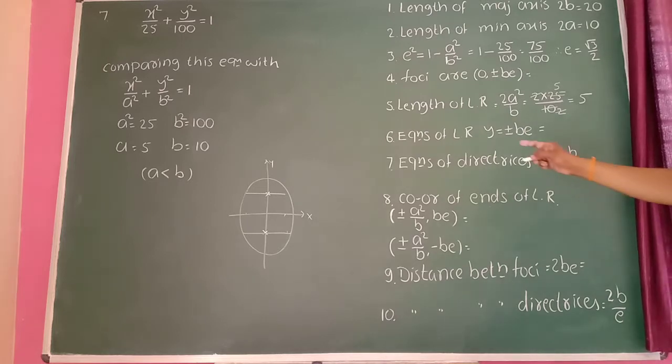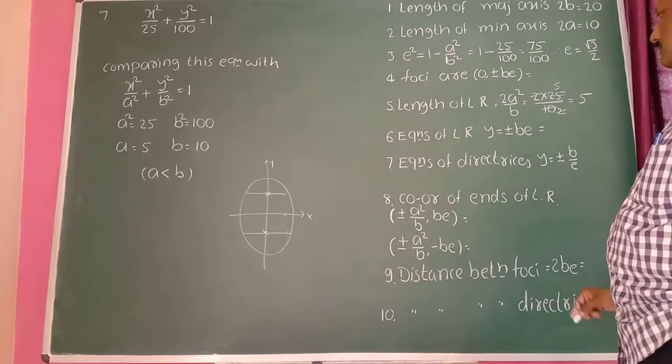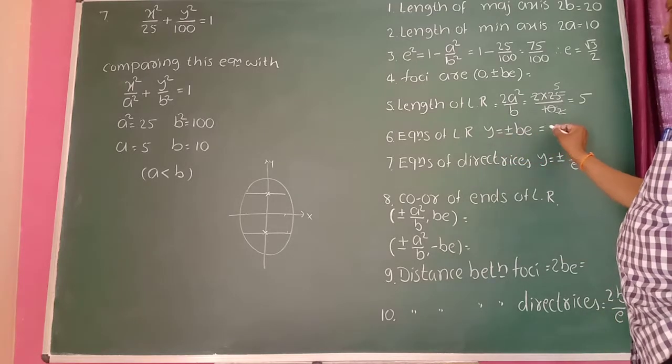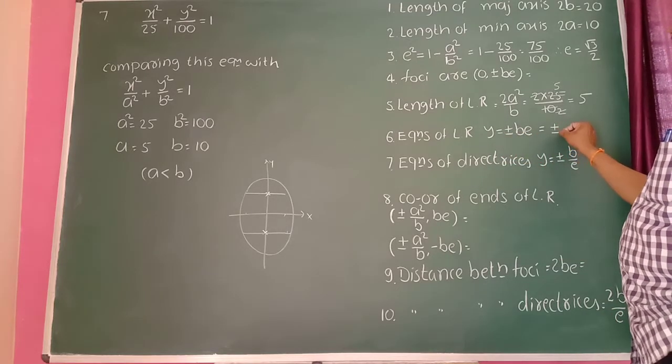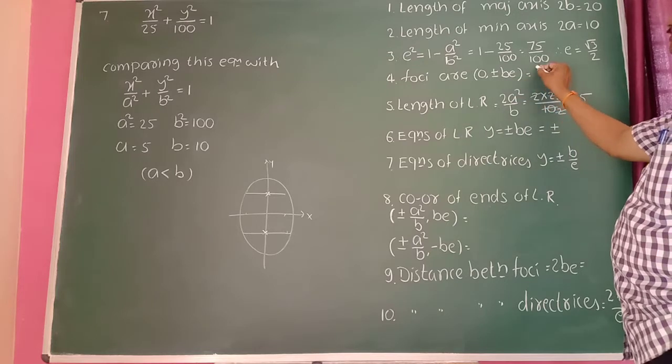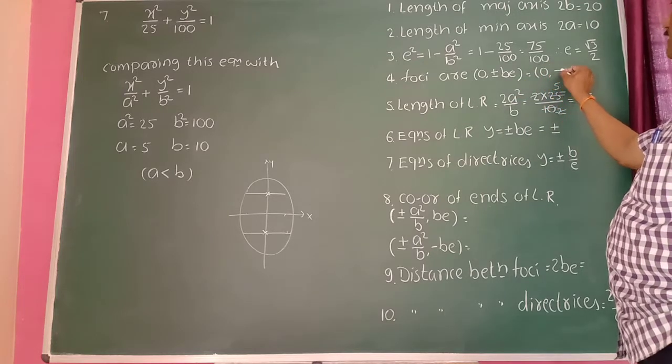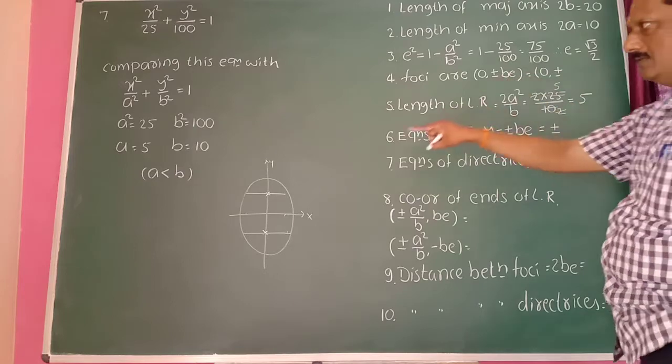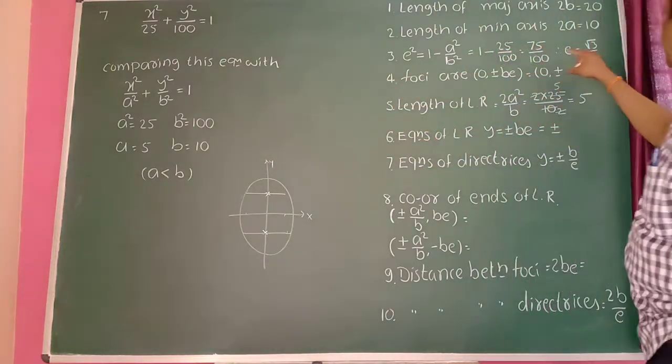So next, the equations of the latus rectum: y equals plus or minus b e. So plus or minus b into e, where the b value is 10 and the e value is this one.